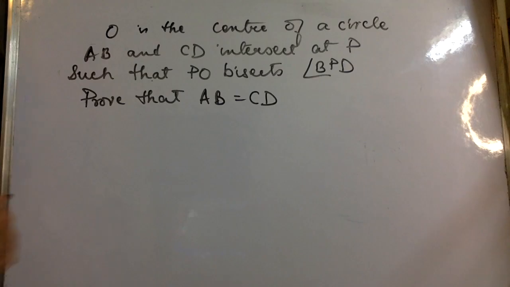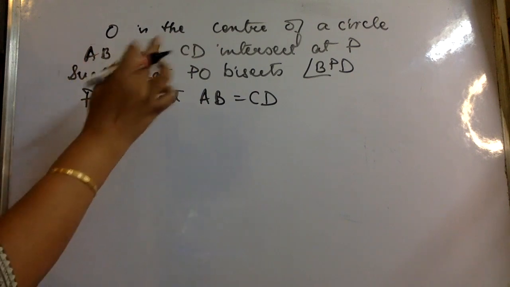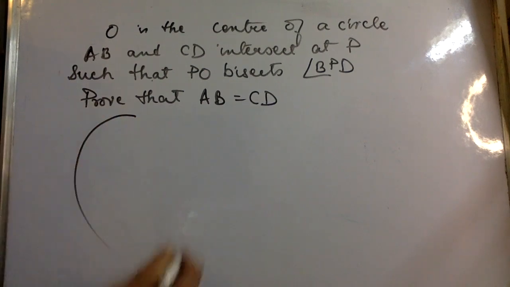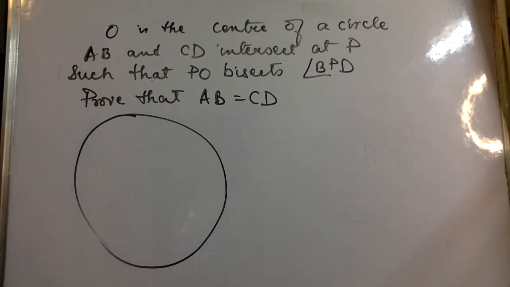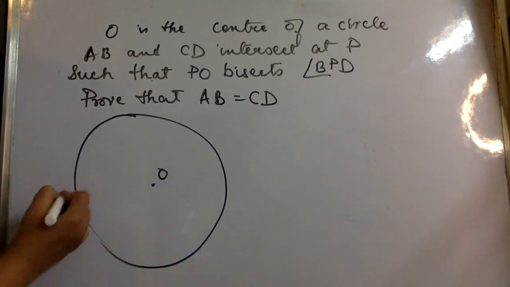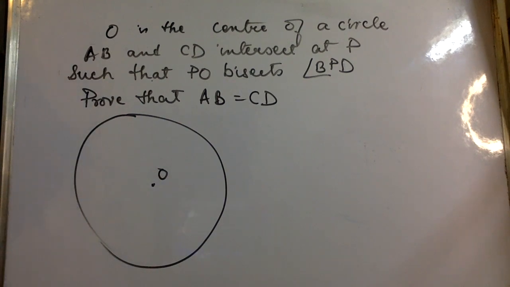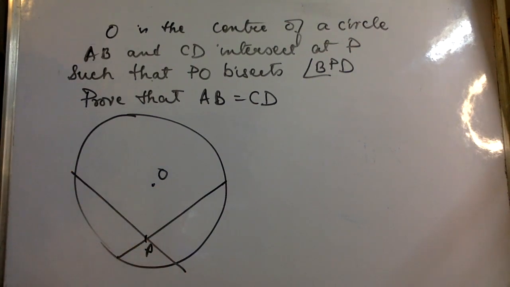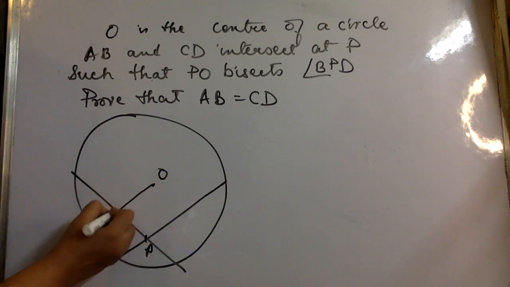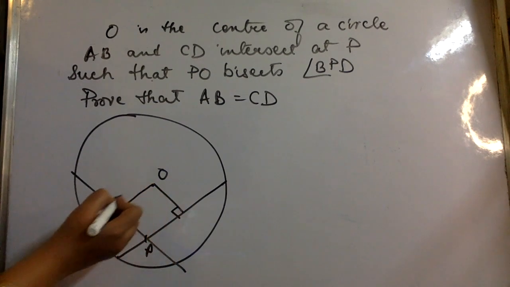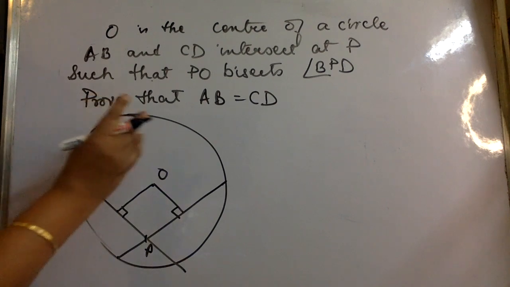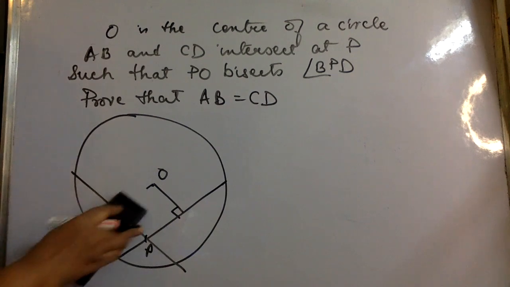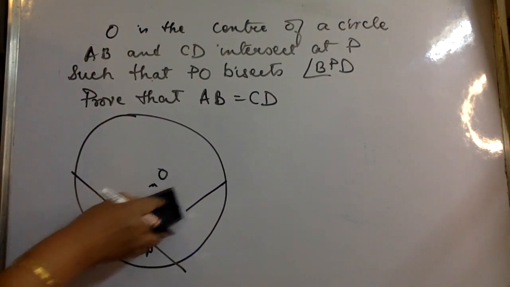Okay. Now here is the question. O is the center of a circle and AB and CD intersect at P such that PO bisects angle BPD. Let me draw the circle first, because as long as I don't draw the circle, it doesn't mean anything. So here O is the center, and AB and CD are two chords which are intersecting at a point P. They haven't talked about the 90-degree line, so I will also not draw it now.